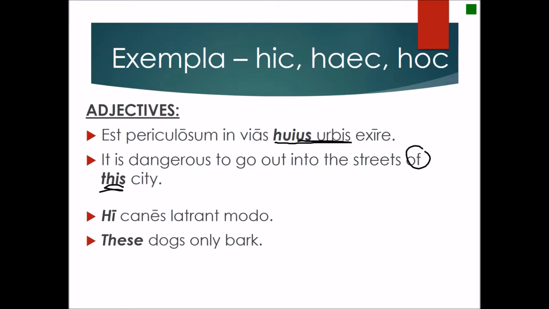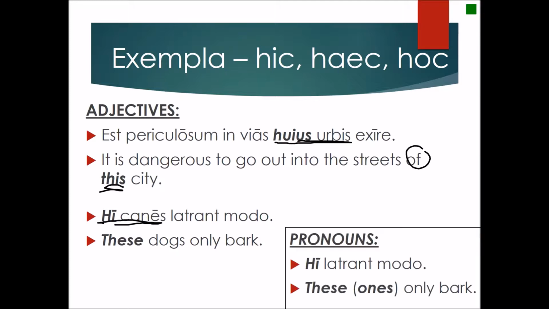Hi canes latrant modo, these dogs only bark. Because we're specifying the dogs as being these dogs, we can't really say what those dogs over there are going to do. Perhaps those dogs will bite you. However, these dogs right here in front of you, they're only going to bark at you. As a pronoun, we'll just get rid of canes: hi latrant modo, these ones, these masculine ones, only bark, and conversely, we could also translate this as they only bark.